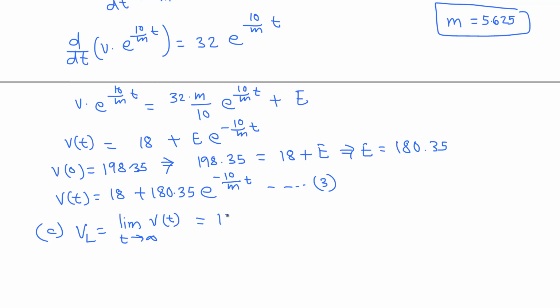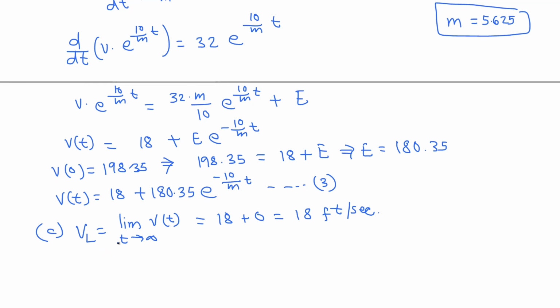18 is 18 plus e, look, this number times e raised to very big, e raised to negative infinity. And e raised to negative very big is very small, that's 0. So pretty much this limit is 0 when t goes to infinity, because this exponential function on the bottom, e raised to 10 over m t, goes to infinity, and something over infinity is 0. So basically 18 feet per second. Okay, that's the limiting velocity.